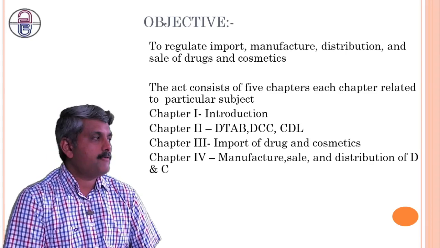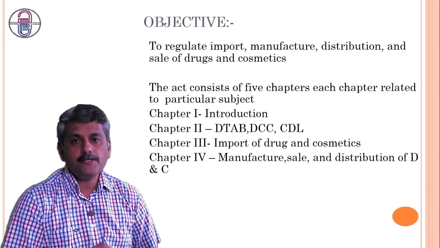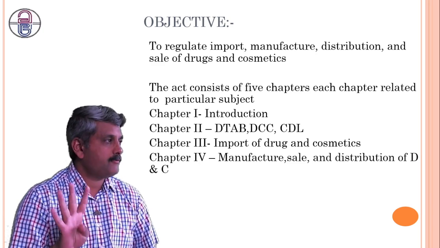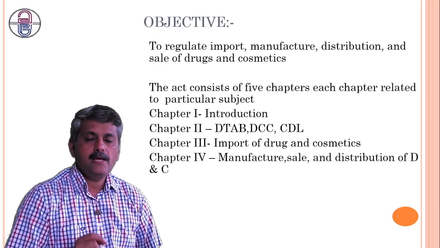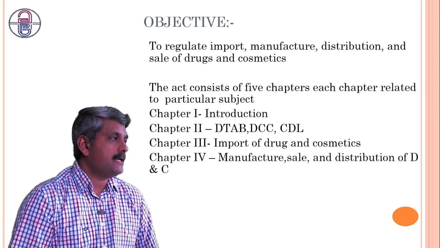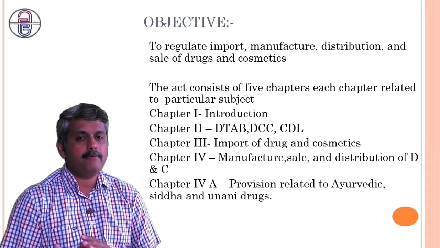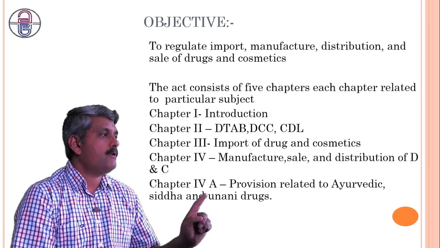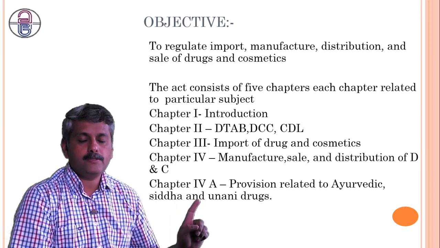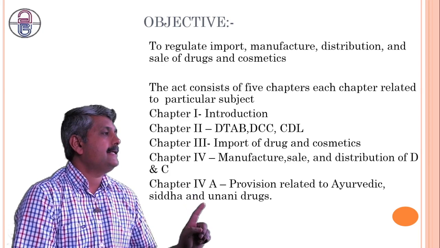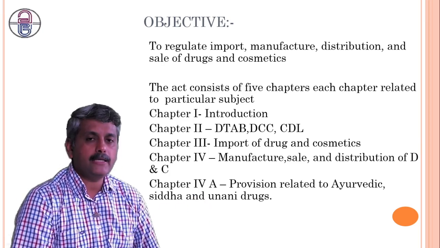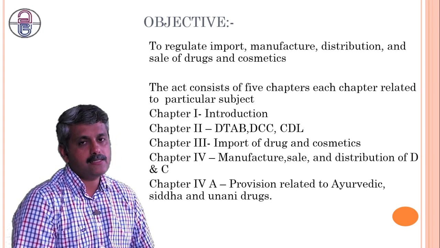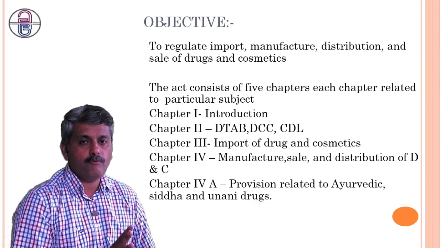Chapter 4 gives information about manufacturing, sale and distribution of drug and cosmetic. This chapter 4 is again subdivided and named as Chapter 4A. Chapter 4A is prepared for making provisions related to Ayurvedic, Siddha and Unani drugs. So for Ayurvedic, Siddha and Unani drugs, this chapter is prepared. That is called Chapter 4A.